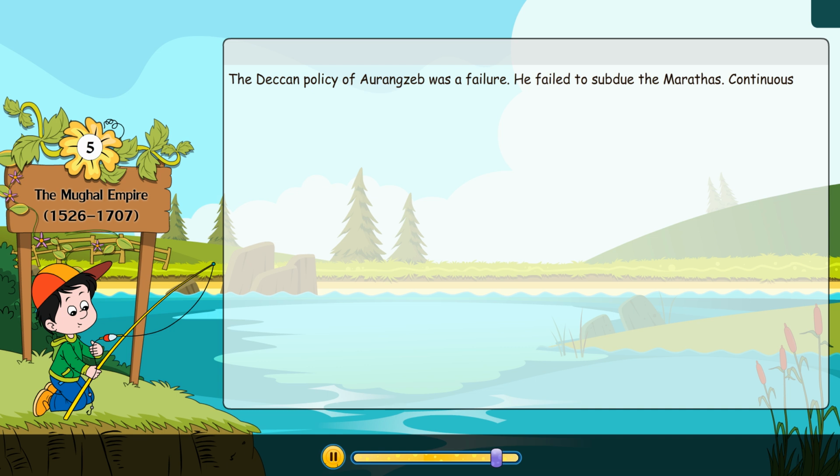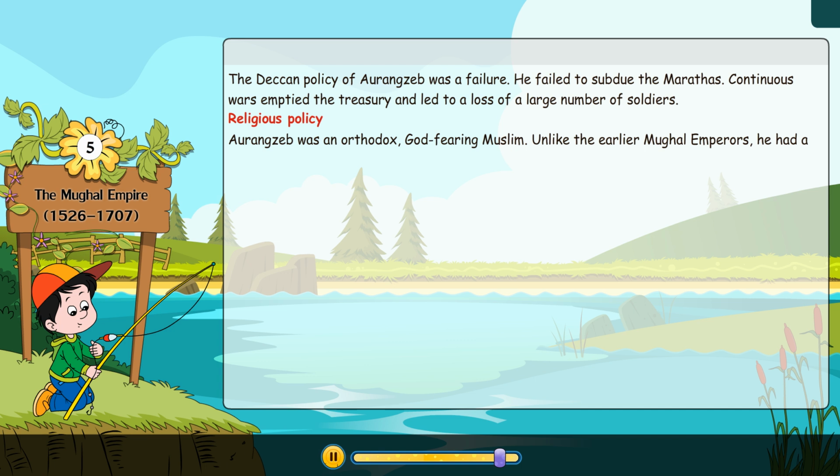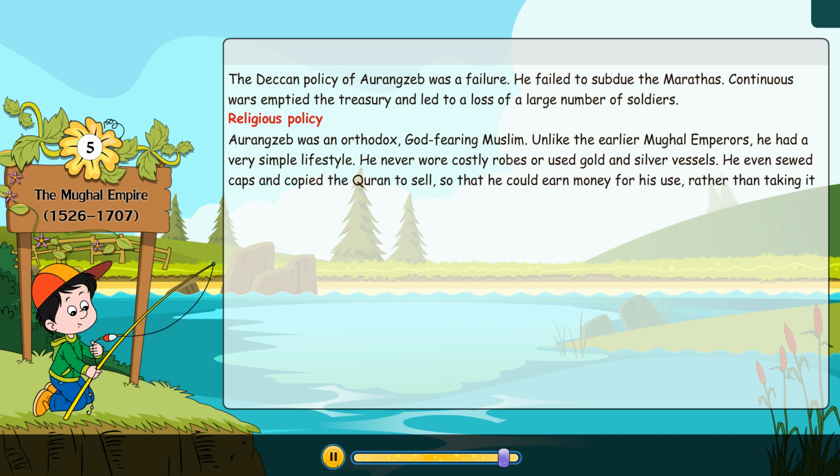He failed to subdue the Marathas. Continuous wars emptied the treasury and led to a loss of a large number of soldiers. Religious policy. Aurangzeb was an orthodox, God-fearing Muslim. Unlike the earlier Mughal emperors, he had a very simple lifestyle. He never wore costly robes or used gold and silver vessels. He even sewed caps and copied the Quran to sell so that he could earn money for his use rather than taking it from the treasury.